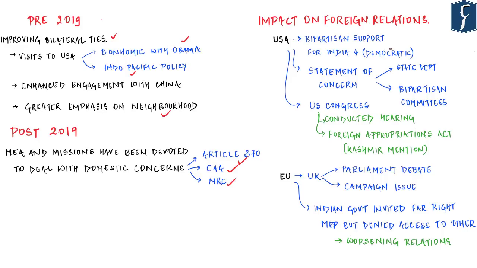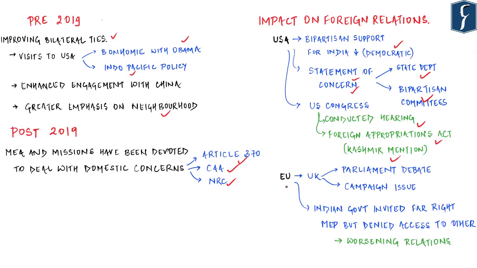Let us understand how. These three decisions have led to a reduction in bipartisan support for India, especially the support for India in the Democratic Party, which is now the opposition party, has reduced significantly. There have been a lot of statements of concern from both the State Department as well as bipartisan committees. As far as the US Congress is concerned, they recently conducted a hearing on the ongoing issue in Kashmir, especially related to freedom of speech and expression and the internet ban. The US Congress also amended the Foreign Appropriation Act to include a line on Kashmir, which is a significant step as far as USA foreign policy is concerned.